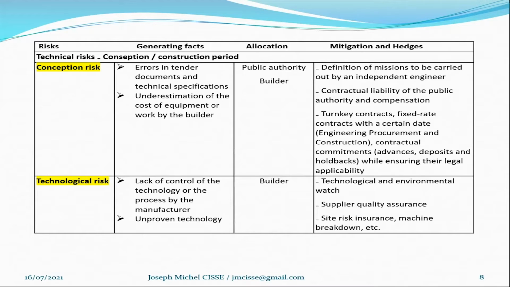Technological risk. Generating facts: lack of control of the technology or the processes by the manufacturer, unproven technology. In the allocation column, we have builder, while in mitigation, we have technological and environmental watch, supplier, quality assurance, all site risk insurance, machine breakdown, etc.